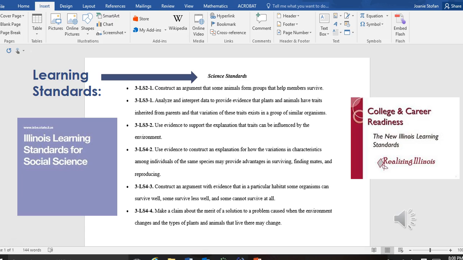When developing this unit, we used student interest to develop the idea of a unit on animals, and then we used the Illinois Science Standards to help us gain focus on skills students should learn. To summarize all of these standards, the goal of this unit is that students will be able to develop knowledge about animal groups while also practicing several skills, such as data analysis, using evidence, constructing an argument, and making a claim.